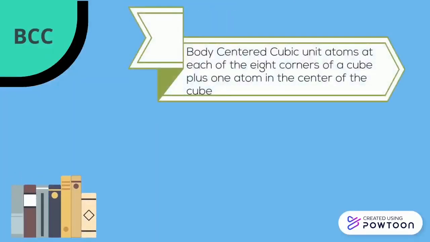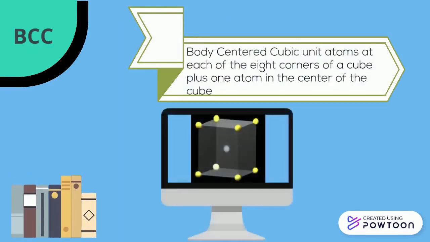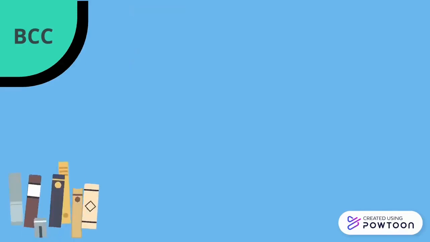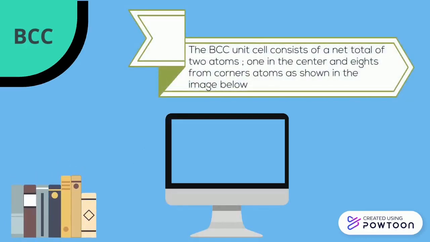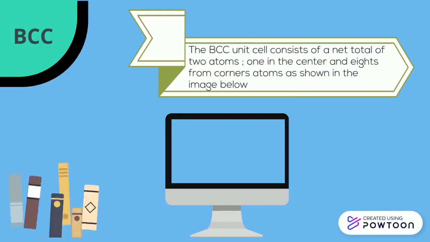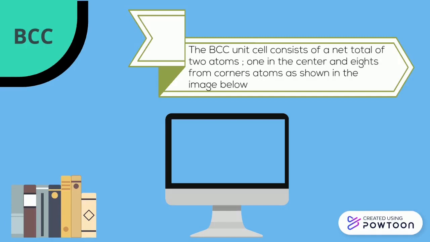Body-centered cubic has an atom at each of the 8 corners of a cube plus 1 atom in the center of the cube. Each of the corner atoms is the corner of another cube, so the corner atoms are shared among 8 unit cells. It is said to have a coordination number of 8. The BCC unit cell consists of a net total of 2 atoms, 1 in the center and 8 corner atoms, as shown in the image below.